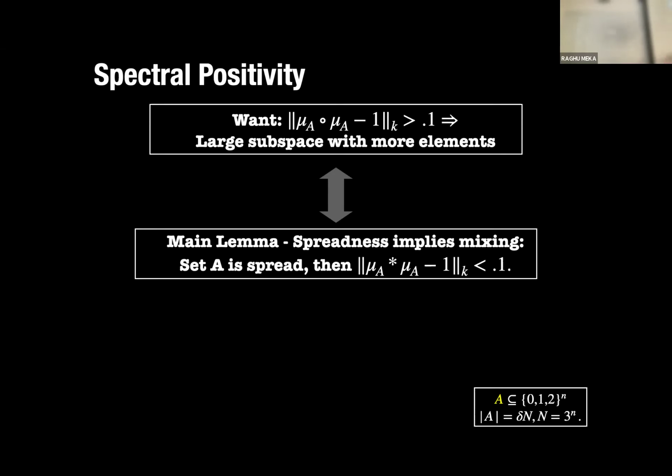And you know, the contrapositive of this is to say that if the convolution is not close to 1, then you're not spread. Meaning, if my convolution is not close to 1, then there is a large subspace with more elements than before. Right? So instead of proving this directly, we'll prove the contrapositive.